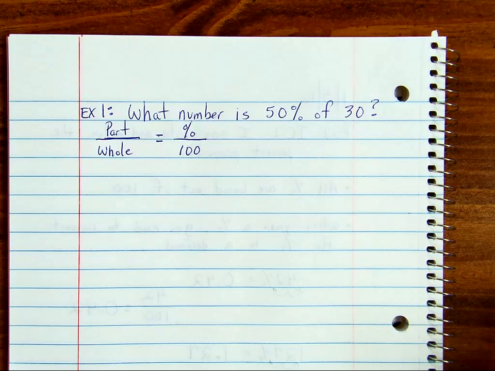Now remember what a fraction is. Part of a whole. Where do you think we're going to put the 30, Nick? So am I going to put it in the numerator or in the denominator? I don't know what the answer is yet. In the denominator is going to go our whole. The numerator is going to be 50 over 100.